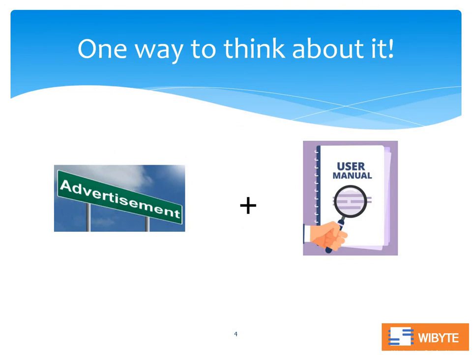One way to think about this collateral is that it's like an advertisement plus a user manual combined together, right? Now, of course, you have to be concise about it, which is why you need to think about it carefully, and you need to budget some time for your submission. Remember, the project is the main thing, but this is also important, which is why we also make this a part of the marking criteria, right?